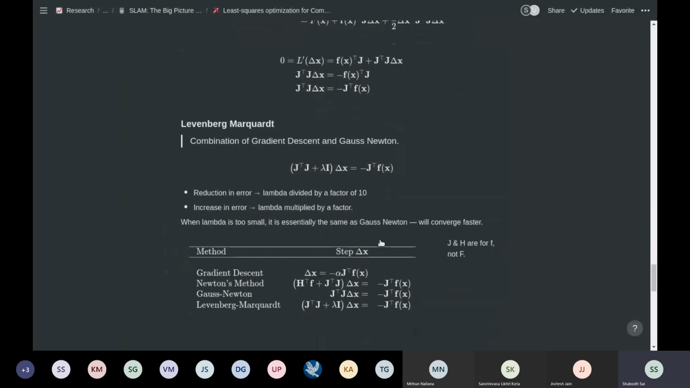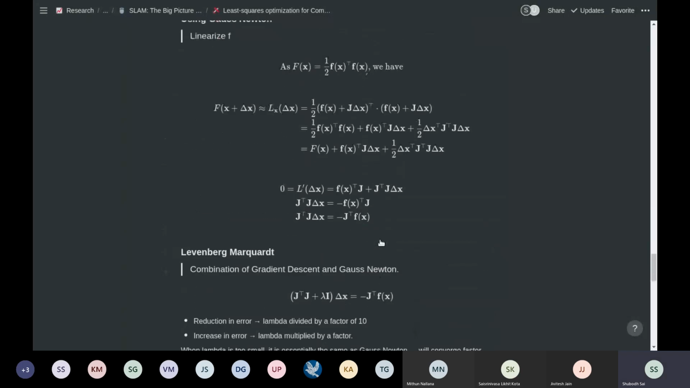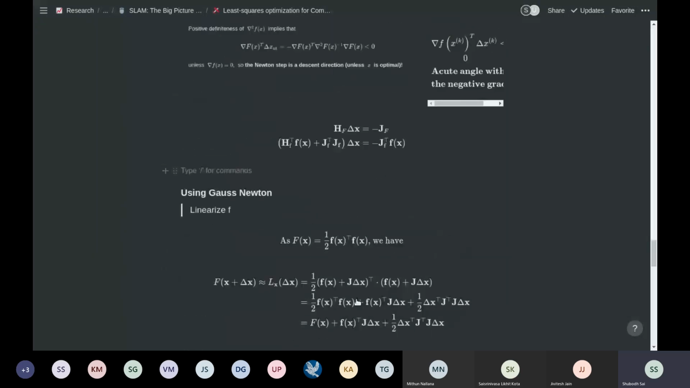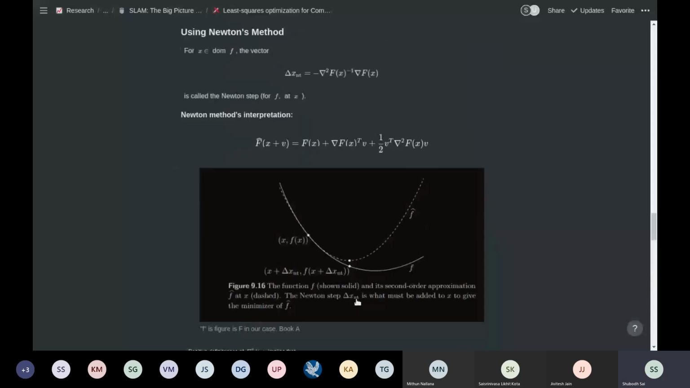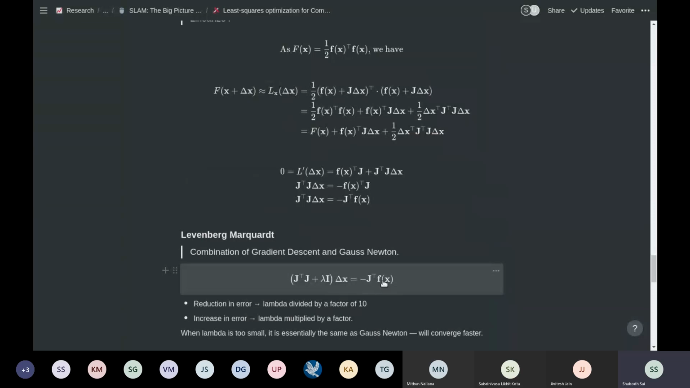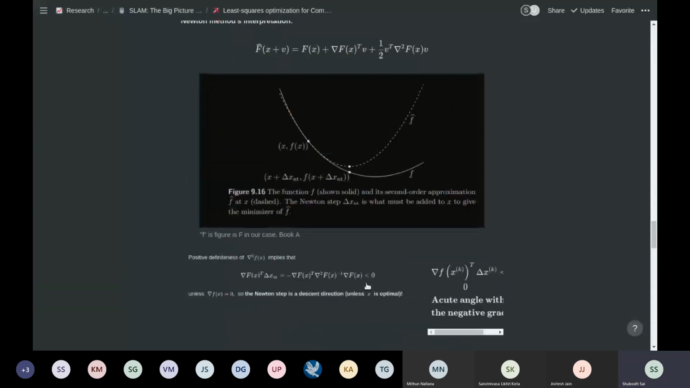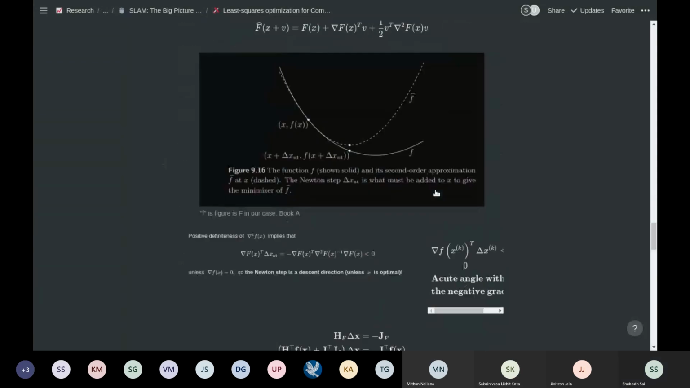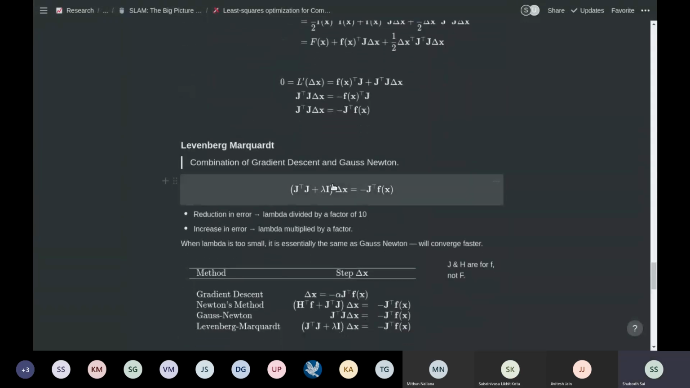LM is what we used for bundle adjustment, if you remember. LM is like a combination of gradient descent and Gauss-Newton. So in Gauss-Newton, we got j transpose j delta x is equal to minus j transpose f of x. And in gradient descent, you remember, I don't think I need to show you, delta x is equal to minus j transpose f of x. It was actually the Jacobian of capital F, but Jacobian of capital F is the same as Jacobian of small f times f of x. So that's what we write here.